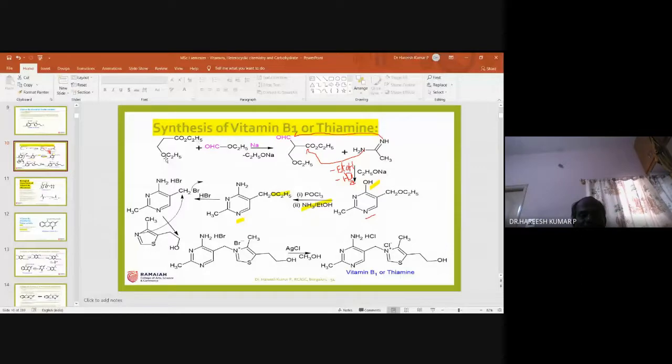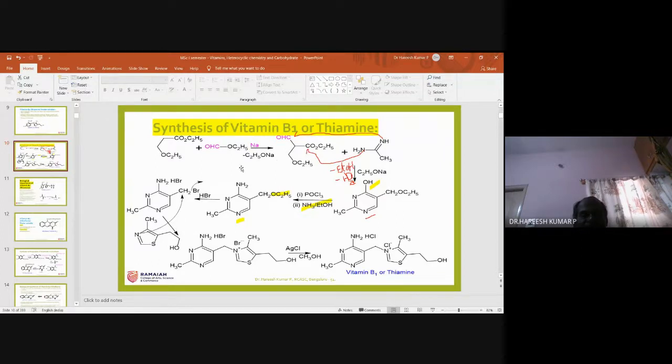So then what will happen? You know that this carbon is attached to oxygen. This carbon is attached to an electron-deficient carbonyl carbon. Since this carbon is attached to an electron-deficient carbon, the proton attached to this carbon is electron deficient. In the presence of base, here the base is sodium, it can abstract a proton by forming an anion. This anion attacks this carbon, and OEt will go out as sodium ethoxide.